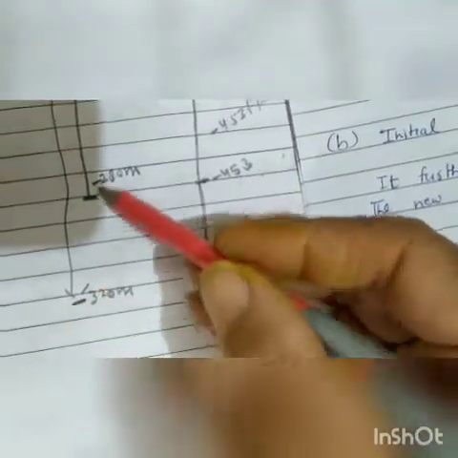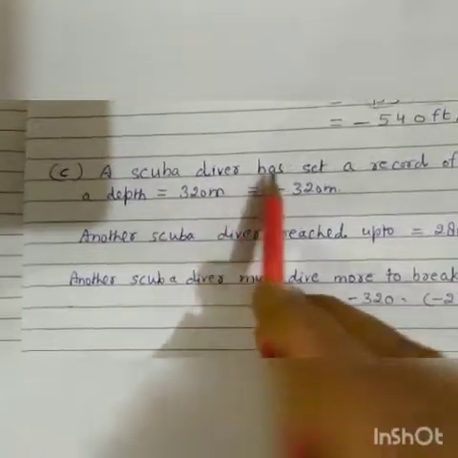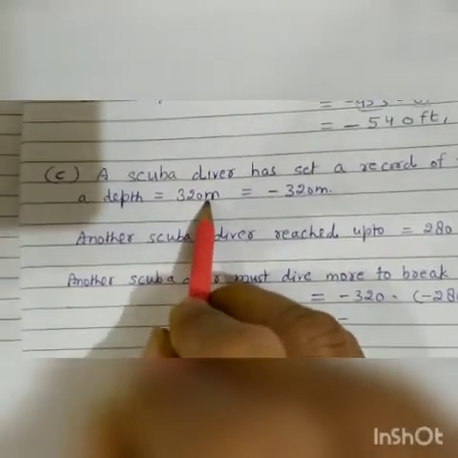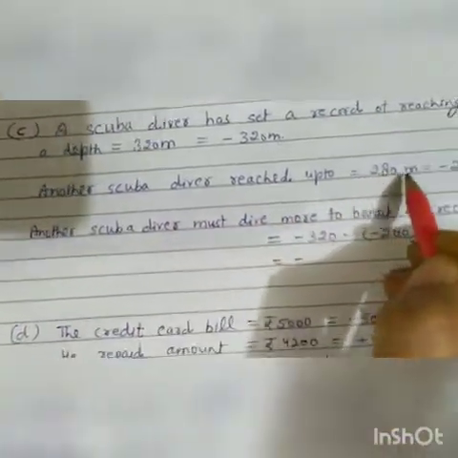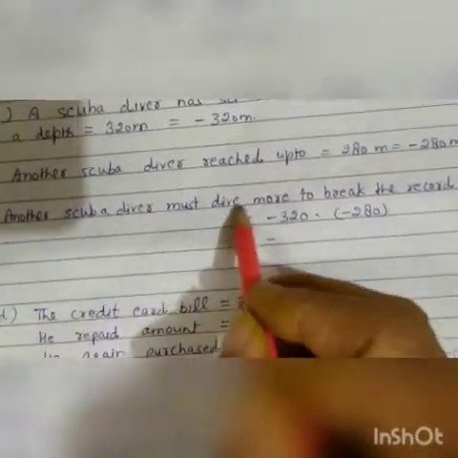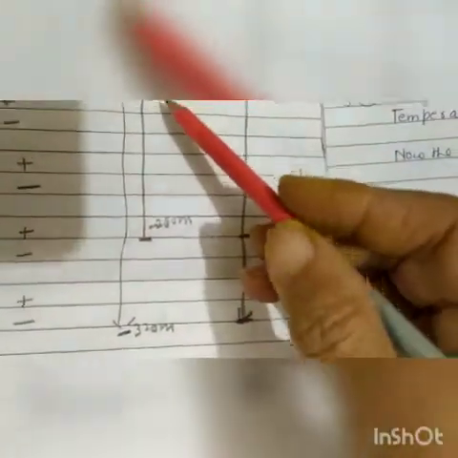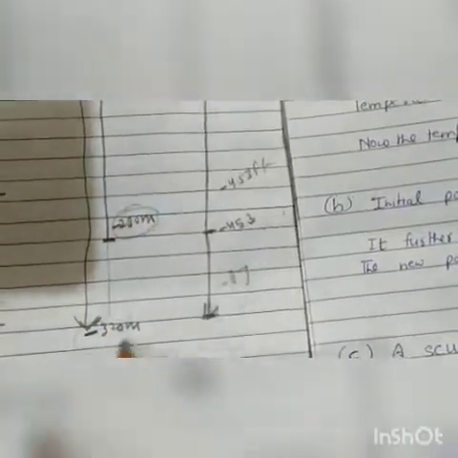So what we will do, we will subtract this number from this number, then only we get the answer. See here, a scuba diver has set a record of reaching a depth of 320 meters, means minus 320 meters. Another scuba diver reached up to 280 meters, means minus 280 meters. Another scuba diver must dive more to break the record. We will subtract. If we want to know this distance, then we have to subtract this number from this number.